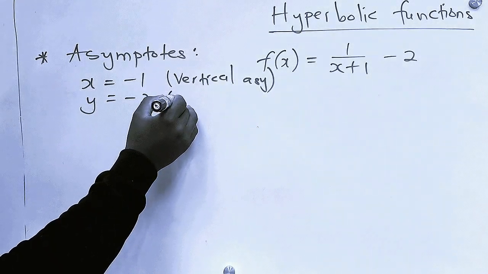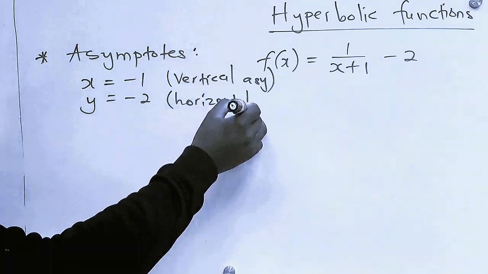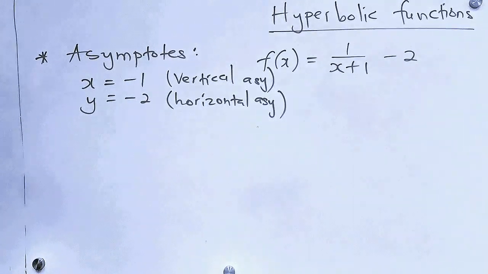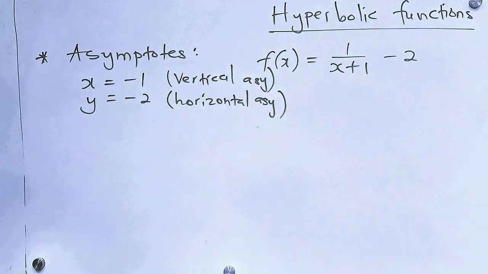Then the y asymptote may be called the horizontal asymptote. Why are we calling this one vertical? Because it is parallel to the y-axis, it's going up. And this one is parallel to the x-axis. That's why it is called the horizontal asymptote.